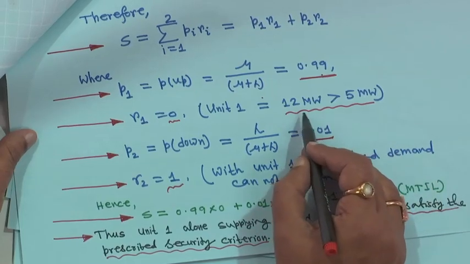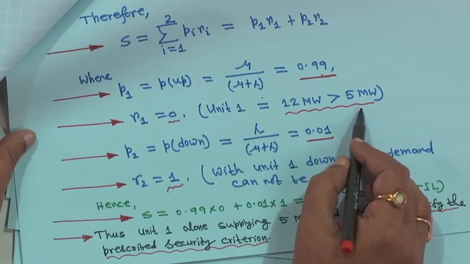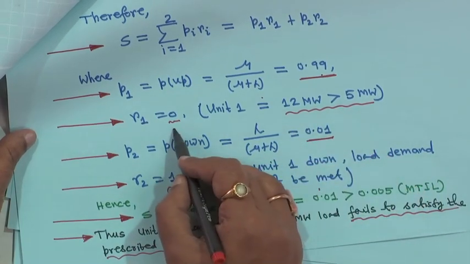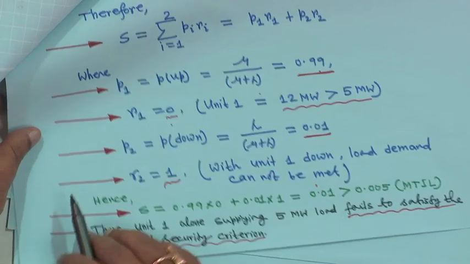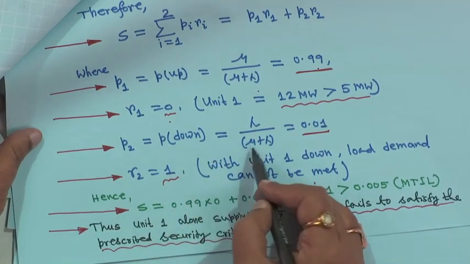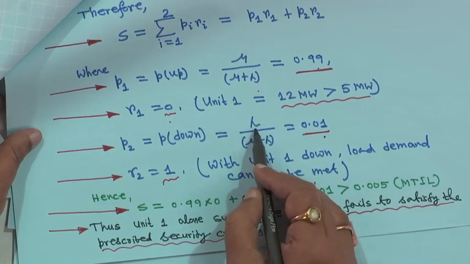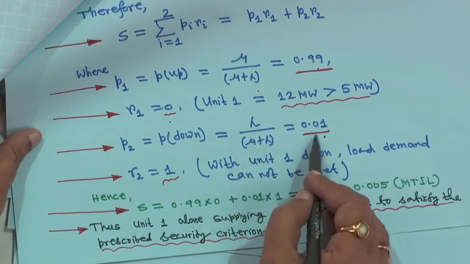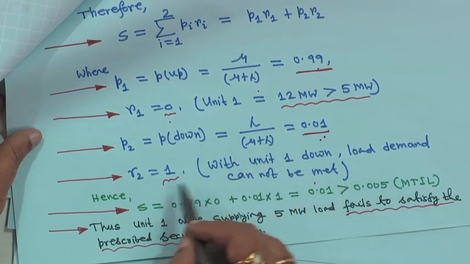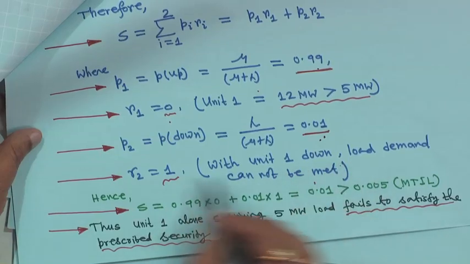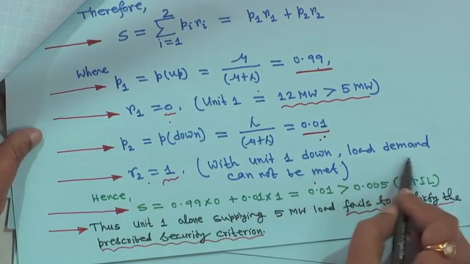So, generation is much more than the load, right. So, R1 is equal to 0. And similarly, P2, the downtime, is lambda upon mu plus lambda, that is 0.01, because lambda is actually 1 per year. So, 1 upon 100, so 0.01. So, R2 is equal to 1, with unit 1 down, and load demand cannot be met.